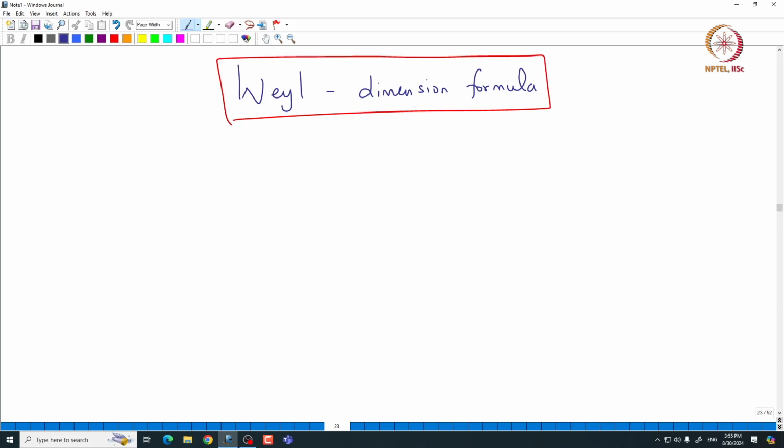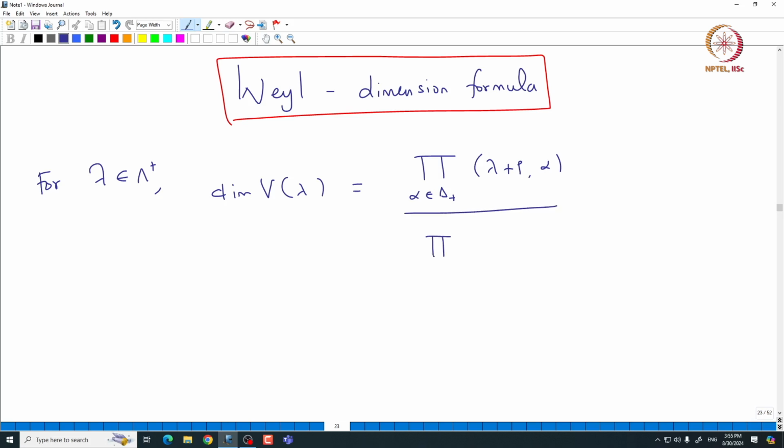So, what this formula says, given lambda dominant, we are interested in computing the dimension of V of lambda. This is given by the ratio between two elements: the product over alpha in delta plus of the inner product of lambda plus rho with alpha, divided by the product over alpha in delta plus of rho comma alpha. So, this is a very explicit formula. Now, given lambda, it is easy to compute the inner product between lambda plus rho comma alpha. Then you take the corresponding product and divide by the product of rho comma alpha. So, this gives you the formula for this dimension.